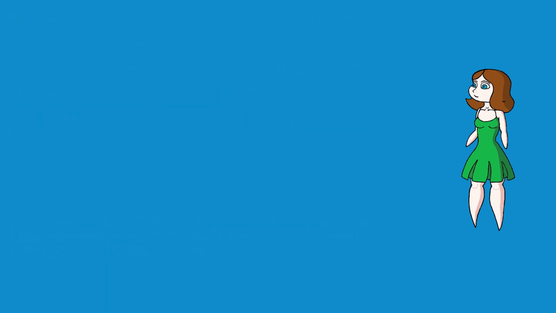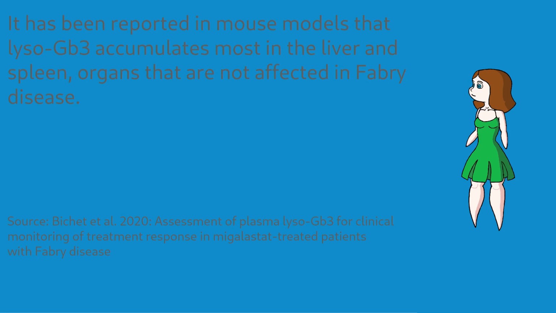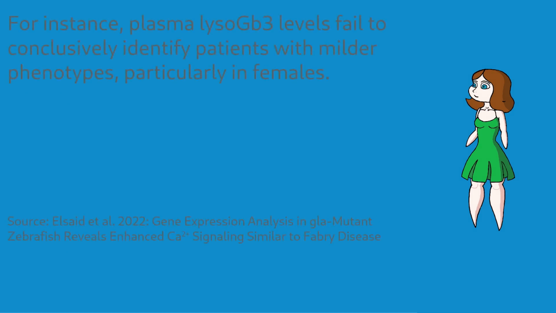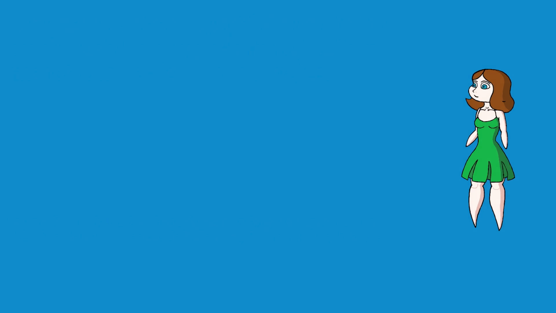Likewise, lyso-Gb3 is often used as a biomarker, meaning an increased lyso-Gb3 level in a patient's blood is used to determine whether this patient has Fabry disease or not. Still, quote, it has been reported in mouse models that lyso-Gb3 accumulates most in the liver and spleen, organs that are not affected in Fabry disease, end quote. Additionally, quote, plasma lyso-Gb3 levels fail to conclusively identify patients with milder phenotypes, particularly in females, end quote. We just don't know how lyso-Gb3 and disease progression are connected.